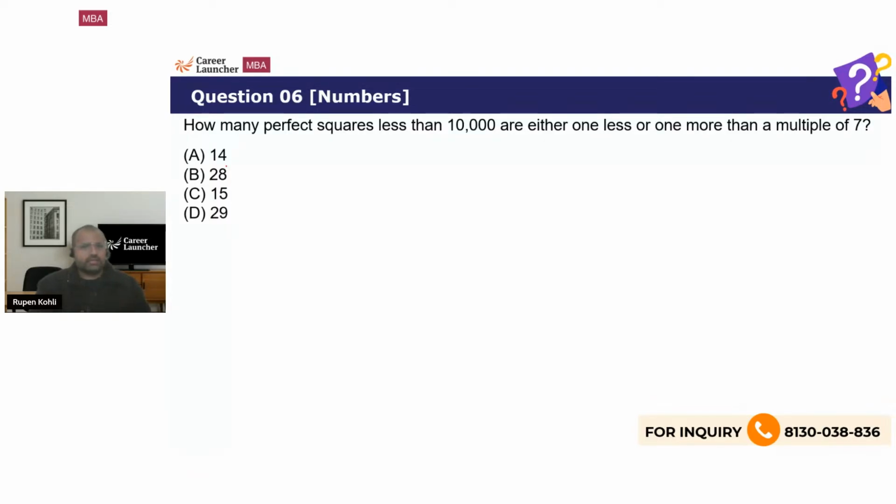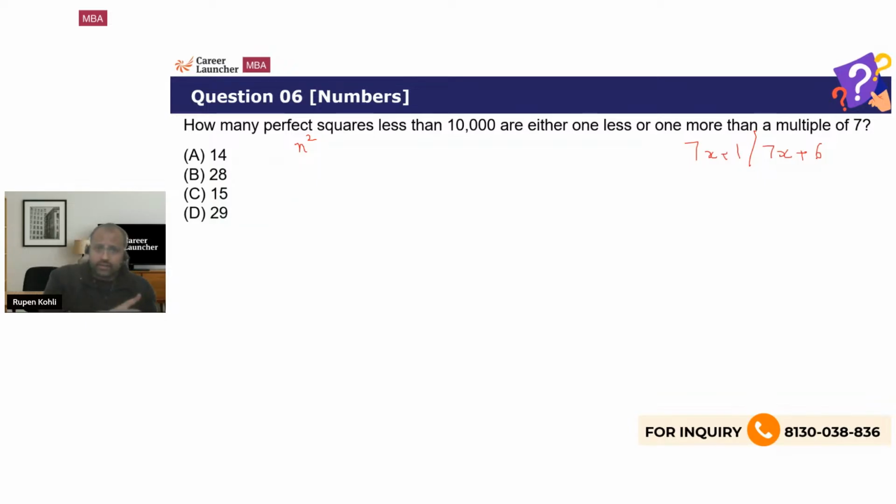Now, the thing is, perfect square means n square. One less or one more than a multiple of 7 means either 7x plus 1 kind of number or 7x plus 6 kind of number. One less than a multiple of 7 means 7x minus 1, which is equivalent to 7x plus 6, right? Minus 1 is the negative equivalent remainder. So plus 6 is the equivalent positive remainder.